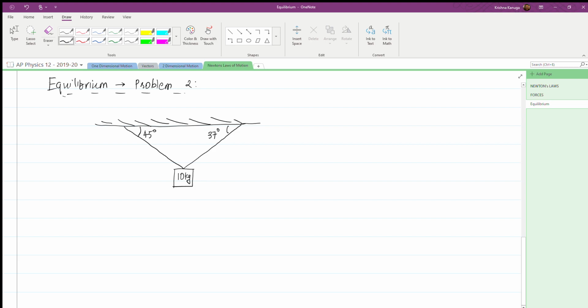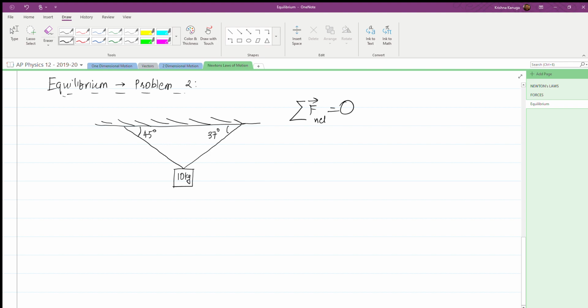Alright, so in this video, we are going to tackle a slightly more advanced problem involving equilibrium. As of now, everybody should know what equilibrium is, which basically means that the net force on a system, on an object, or a system is equal to zero. So that's the definition of equilibrium.